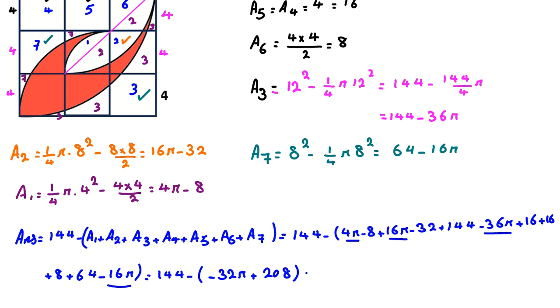Okay, so the answer is what? Negative 32 pi, 32 pi, 144 minus 208, so minus 5664. So the answer is this.